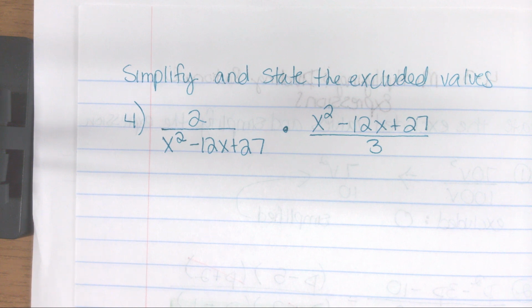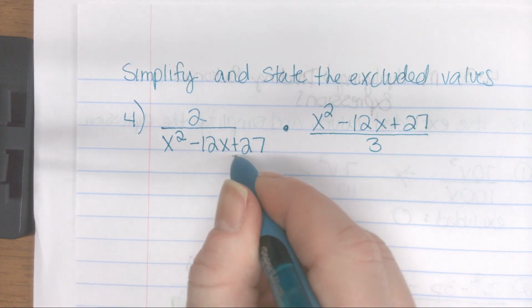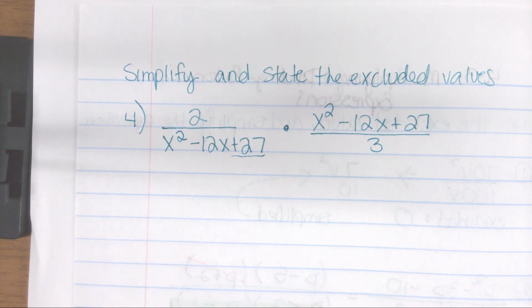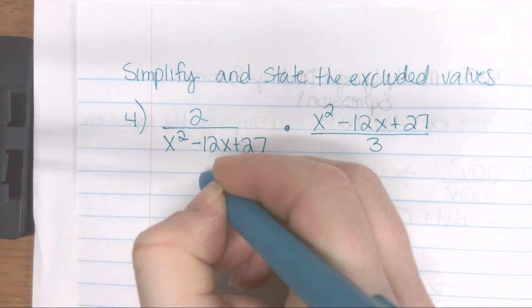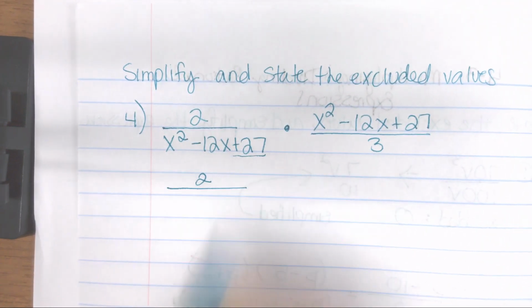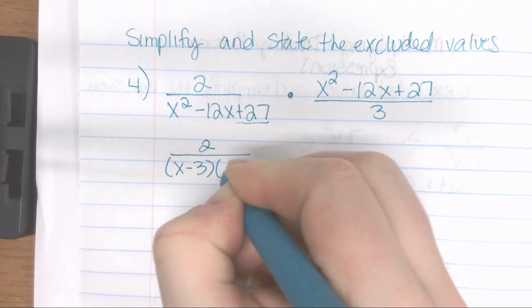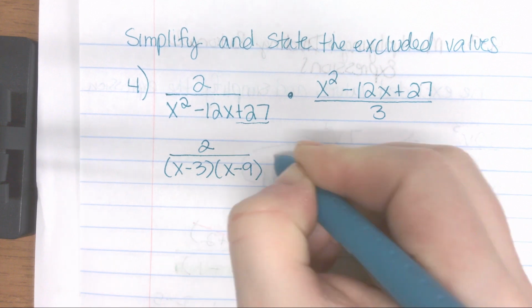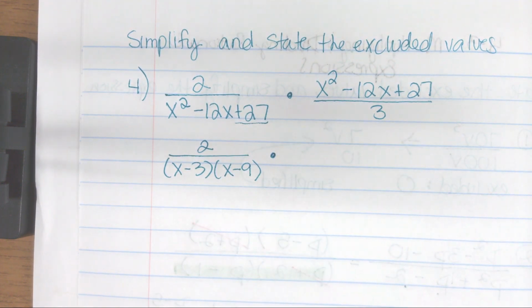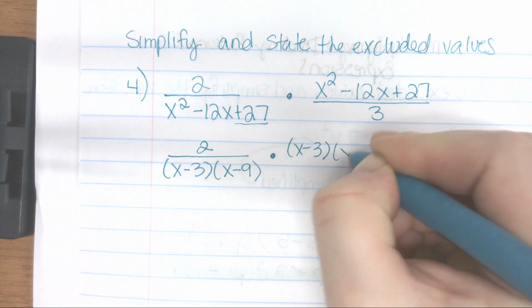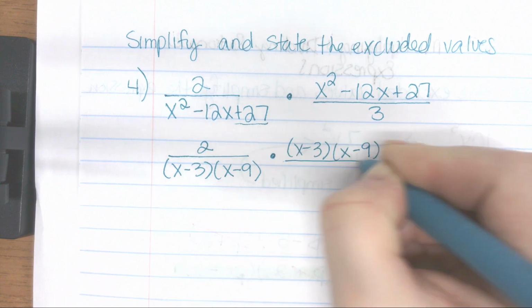Okay. So on the bottom, what multiplies to be 27 adds up to be negative 12? Negative 9, negative 3. So I'm going to rewrite the first fraction as 2 over x minus 3 times x minus 9. And on the second fraction, since this is the same thing, I'm going to have x minus 3 times x minus 9 over 3.